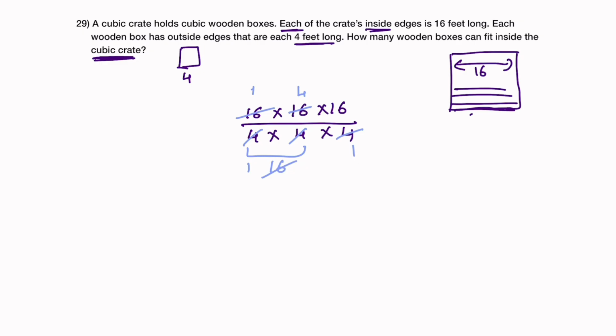So what are we left with? What numbers do we have? In the numerator, we have 1. We don't need to multiply with 1, right? So we have 4 times 16. And in the denominator, it's just 1. So the answer is 4 times 16, which is 64. So it can have 64 smaller boxes fitted in that larger box that we have.